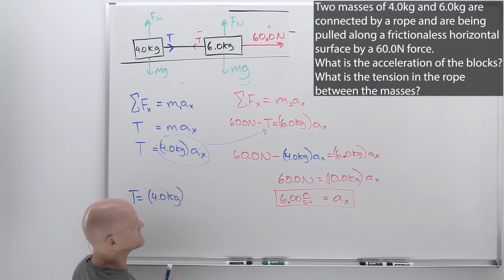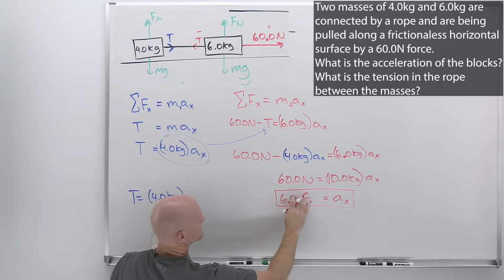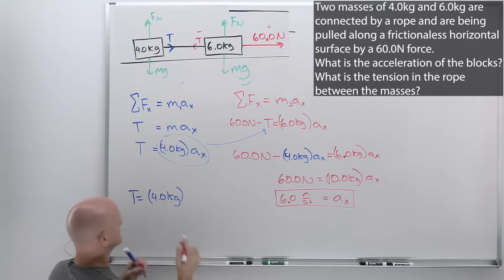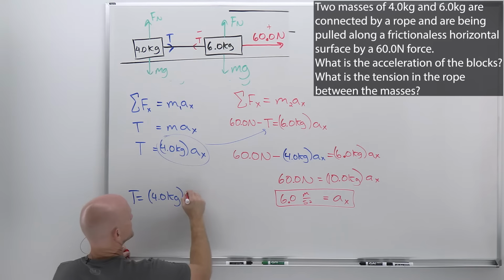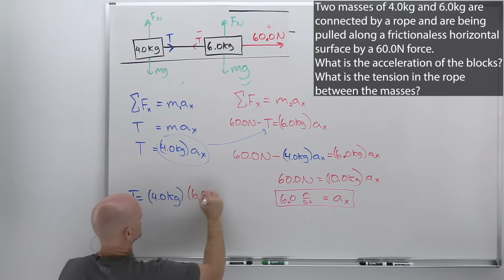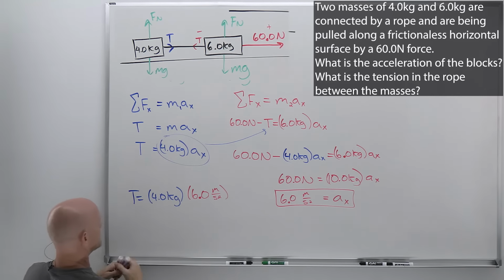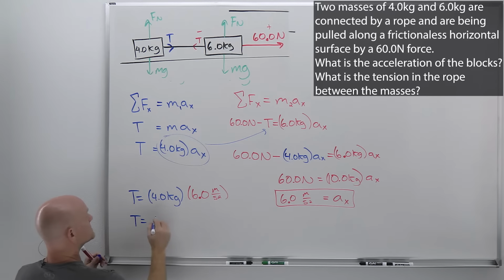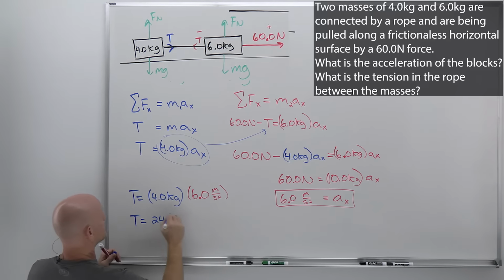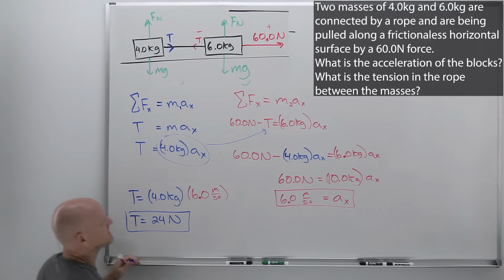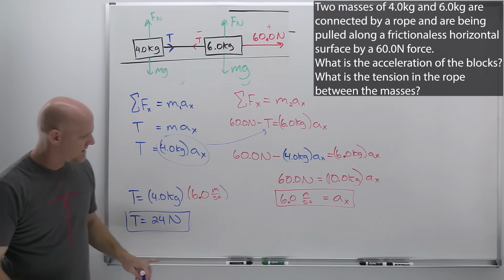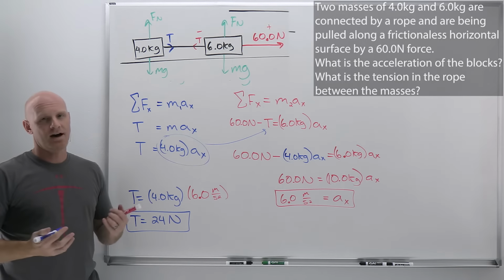Oh, and you know what? This should have just been 2 sig figs. My bad. The 4.0 kilograms and the 6.0 kilograms are just 2 sig figs. But then we'll plug in that acceleration of 6.0 meters per second squared. And we can see that the tension is definitely going to equal, in 2 sig figs, 24 newtons. And so now we've solved both the acceleration as well as the tension as asked.